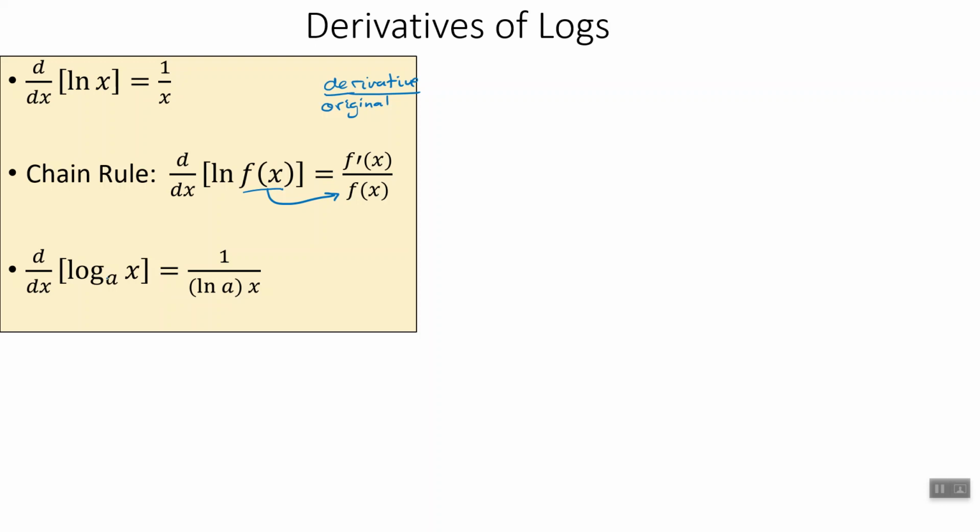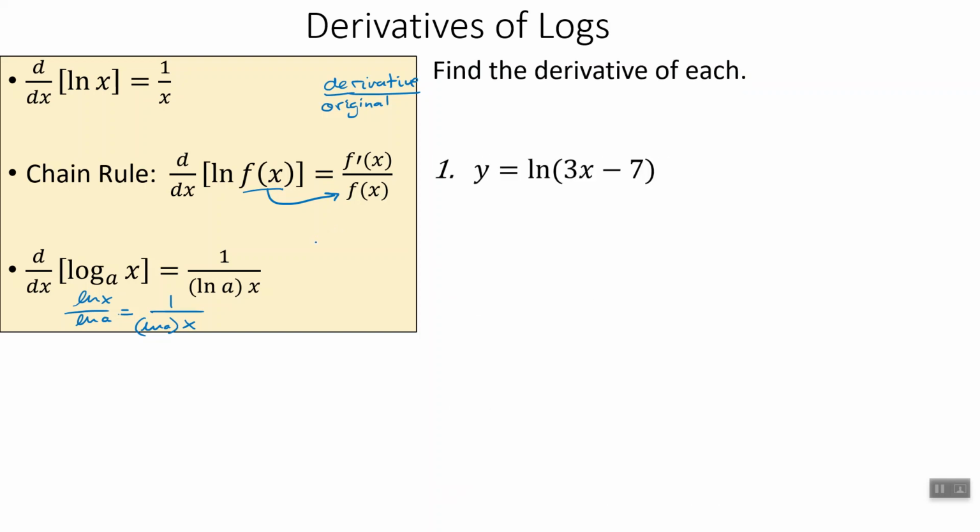If we have log with a base and it's not ln, really we're just using the change of base formula. So for instance, this would change into the natural log of x over the ln of a. And then we take the derivative. This is a constant, so it's just going to stay down at the bottom. So the derivative of ln of x is 1 over x. So the x would come down, and we'd still have the ln of a down there. So it's not really a separate rule. It's just using the change of base formula first and then taking the derivative. If you want to memorize a separate rule, you are welcome to it.